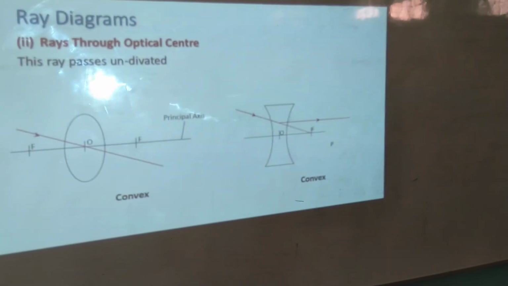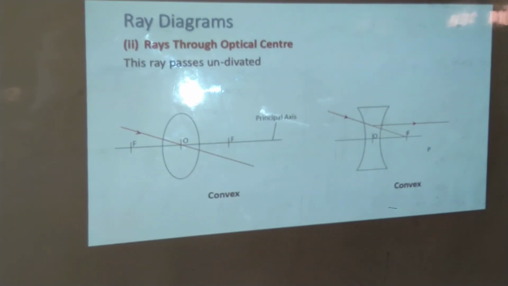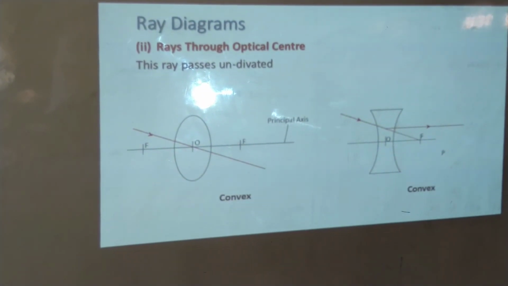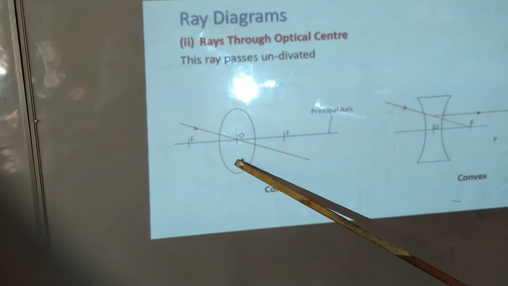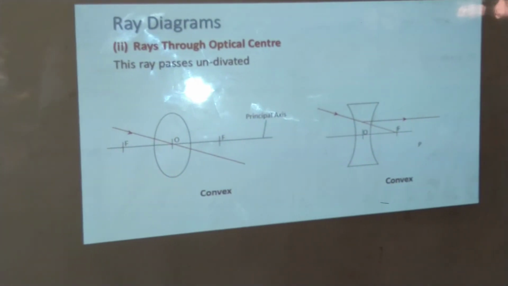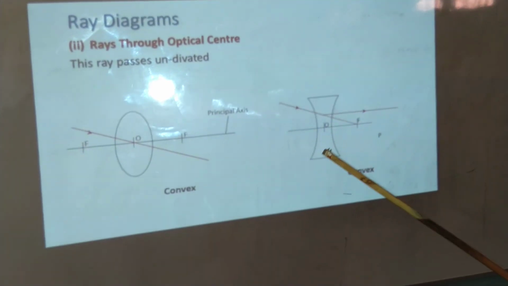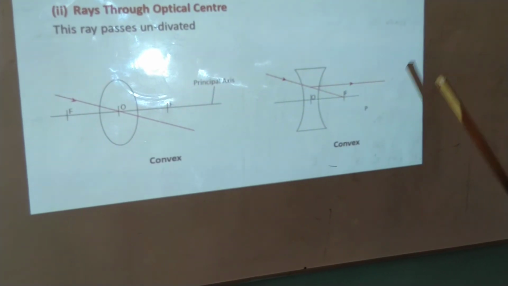Next is the ray through the optical center. This ray normally passes on undeviated. For the convex lens, it passes straight like that, undeviated. Then for the concave lens, the ray passes on like that.